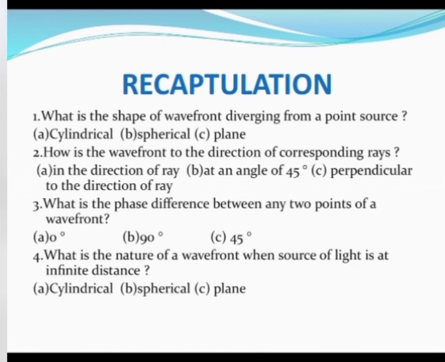In the fourth question, what is the nature of a wavefront when the source of light is at infinite distance? When the source of light is at infinite distance, we get a plane wavefront. So out of the 3 options, cylindrical, spherical and plane wavefront, the right answer is the plane wavefront.